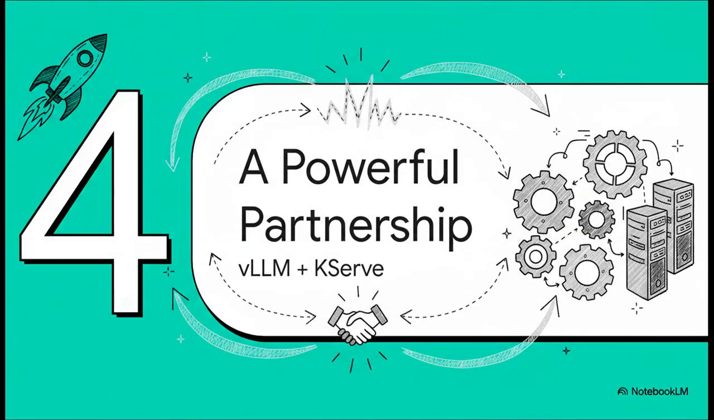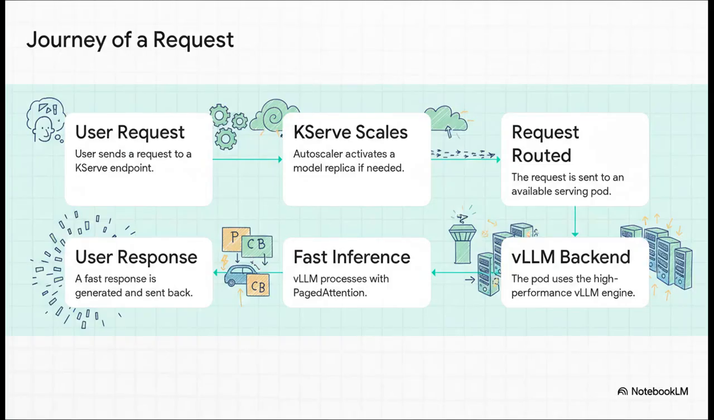So let's recap. We've got vLLM, a specialized tool for pure inference speed. And we've got KServe, a specialized tool for operational scale. Now the real magic, the key insight here, is that they aren't competitors. Not at all. They're actually the perfect collaborators. And here's how they perform this elegant little dance together.